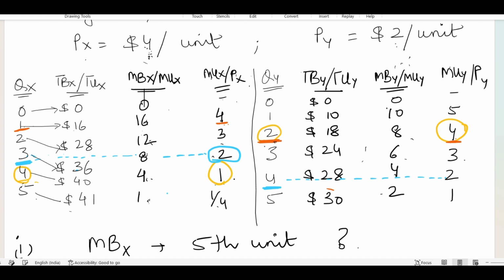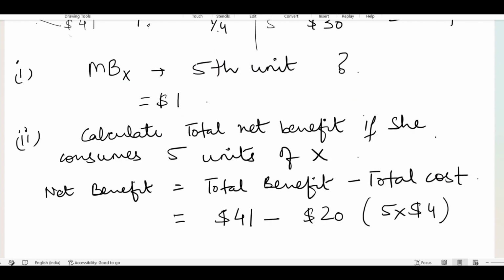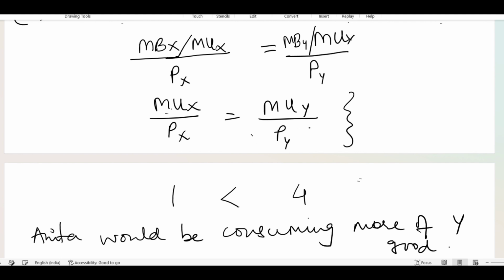Now with that, she's having marginal utility per dollar from X as 1 and marginal utility per dollar from Y as 4. So definitely the ratio does not hold; the two are not equal. That's 1 and that's 4, right? So this is not the optimal combination for Anita, okay? Since the marginal utility derived per dollar from Y is more compared to the marginal utility derived per dollar from X, 4 is higher than 1. So Anita would be consuming more of good Y. All right?